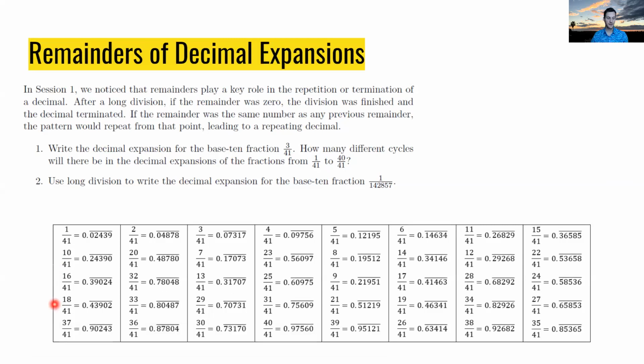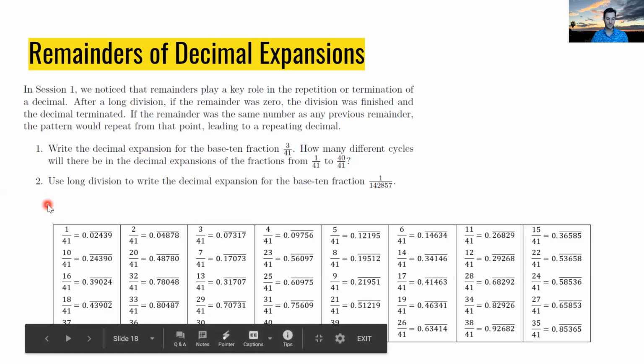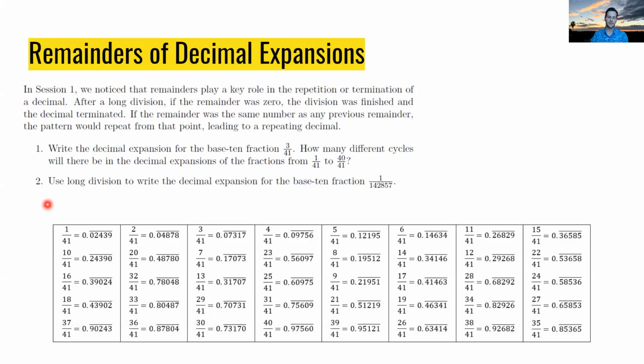And so you can see that the place value from 10/41 times 10 moves to 18/41. If you multiply it by 10 again, it gets you to 16/41. And if you multiply it by 10 one more time, it gets you to 37/41, and then that will loop back again to 1/41. So it's interesting to multiply the number by powers of 10. There were 8 different cycles of 5 digits each for the 40 different fractions from 1/41 to 40/41.